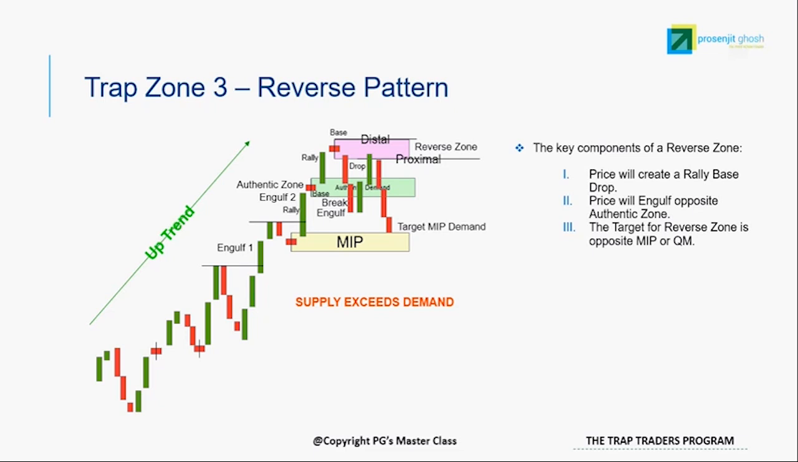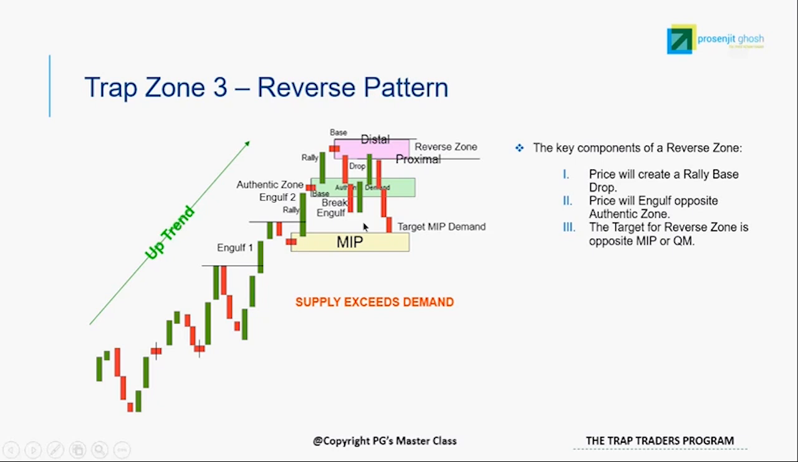Once the engulf happens, we know the rally based drop is my reverse zone and I can trade it successfully. So Jai Prasad has a question that MIP is also authentic. Might be, it is also authentic, right? It is also authentic, but I have already got my reverse zone here because of the authentic level engulf. Okay, I will not wait for this to be engulfed because I have already got my engulf.